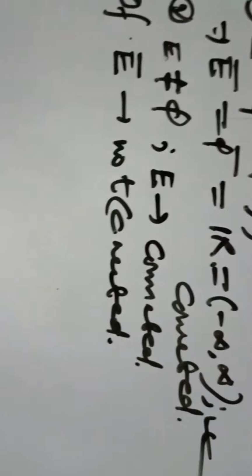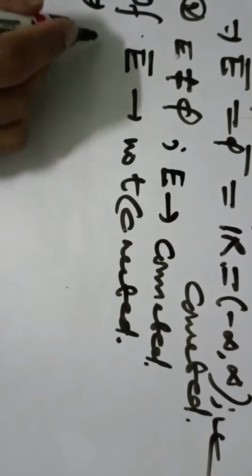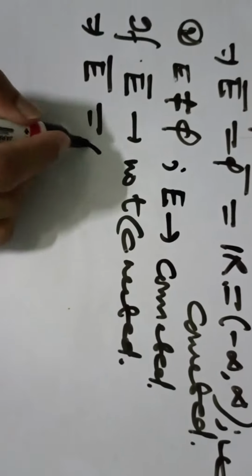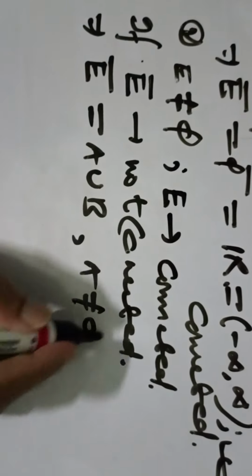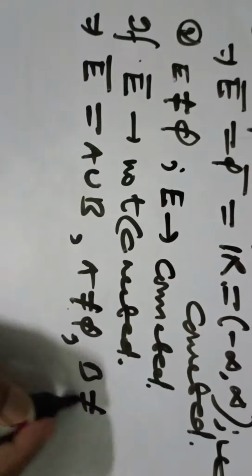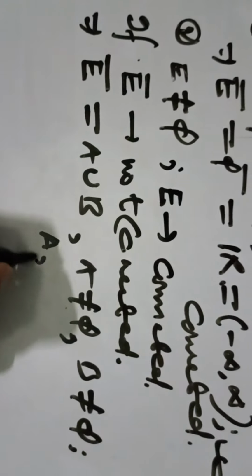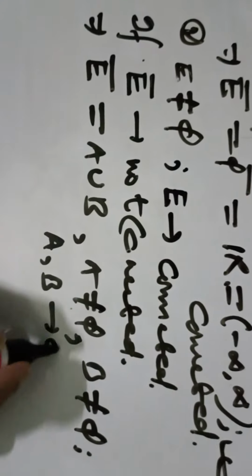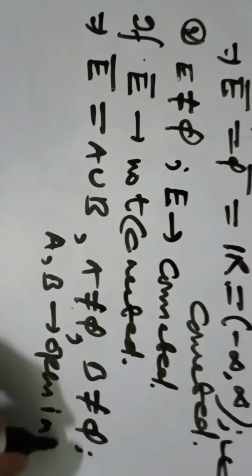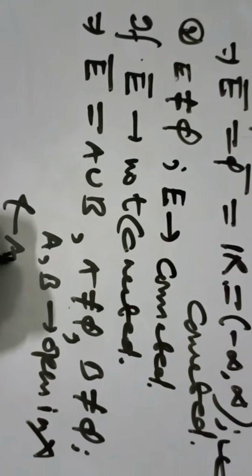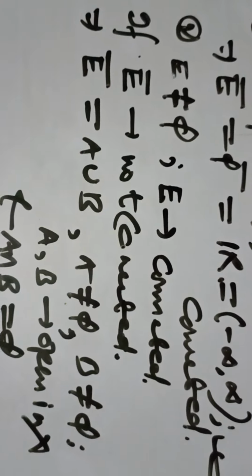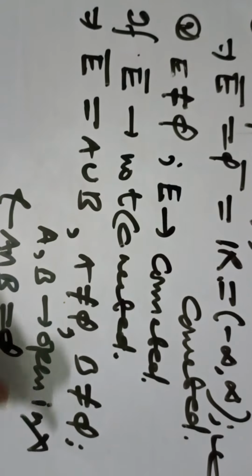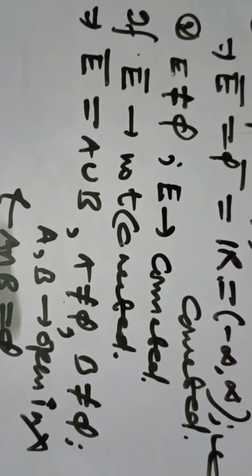Then we can write E bar as the union of two sets, A union B, where A is non-empty and B is non-empty, and both are open or closed. I am taking open. Both are open in X for my convenience, and they are disjoint, A intersection B is the empty set. So E bar can be written as A union B, where A and B are non-empty, open in X, and disjoint.